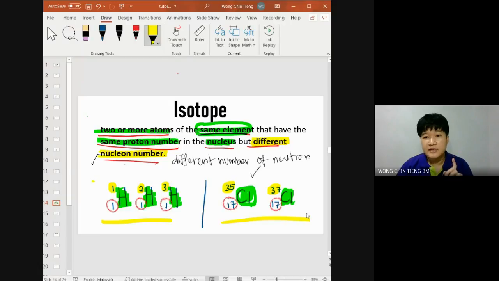Definition sebiji yang saya bagi, yang boleh ubah hanya adalah ayat di bawah, different nucleon number or different number of neutron. Tak boleh ubah yang lain. Same element wajib, in the nucleus wajib. Okay? Sebab saya rasa selalu budak akan tulis macam ni. Same proton number, different nucleon number. Yang tu kita tak bagi markah. Maka hanya ada dari awal 2 or more atom of the same element that have the same proton number in the nucleus but different nucleon number. Yang tu kita bagi markah. Okay, jangan salah kat situ.